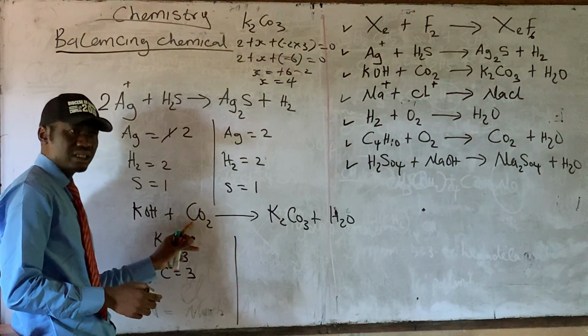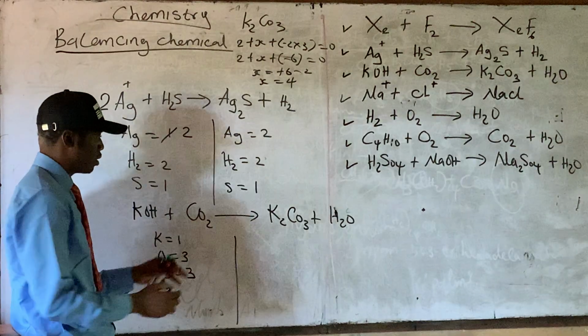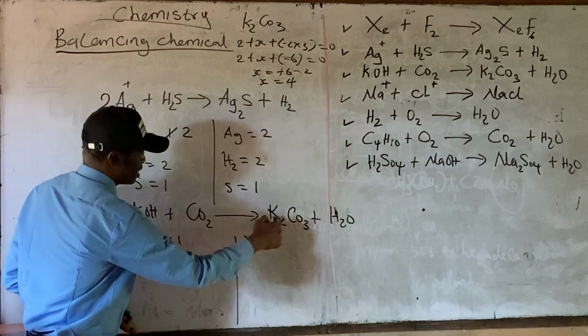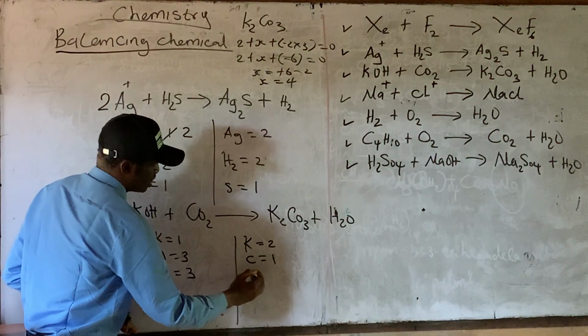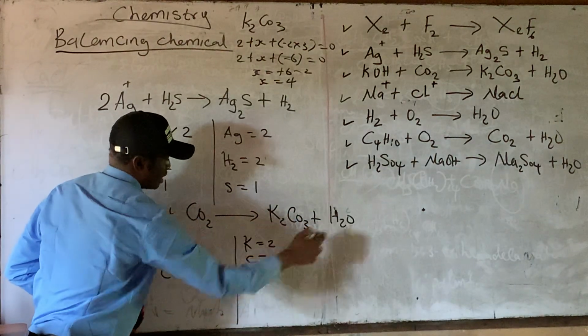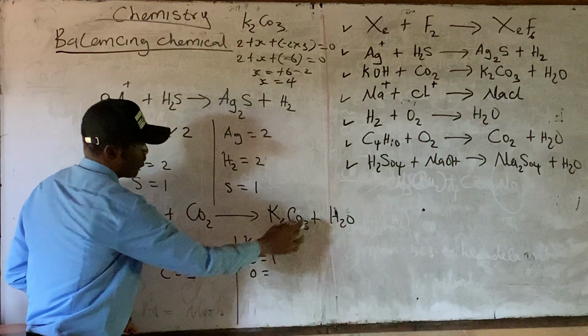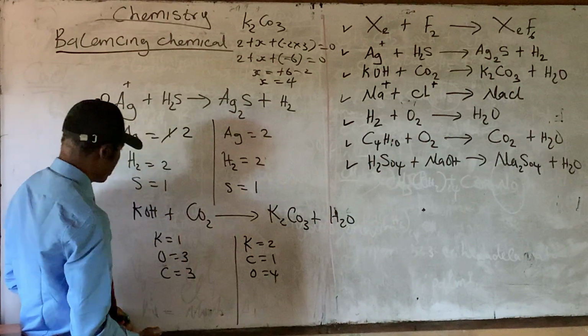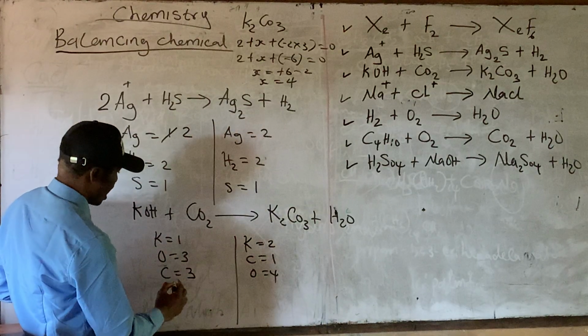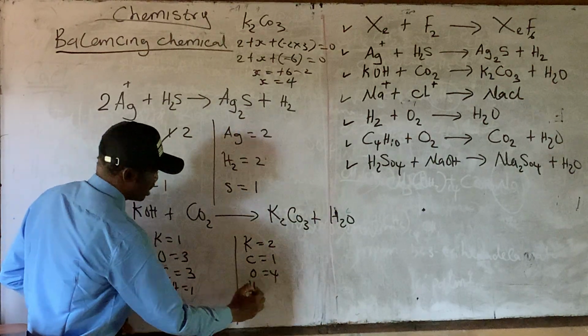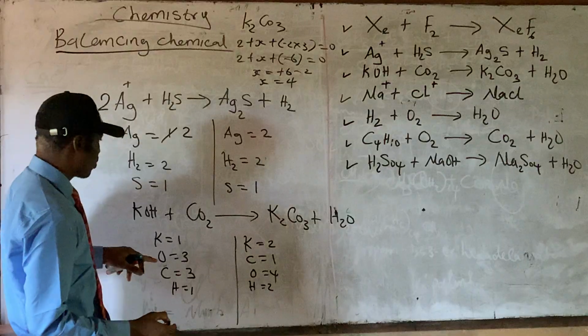It doesn't affect the carbon. Are you following now? Yes. So potassium over there is how many? 2. Carbon is 1. Oxygen is 3 plus 1, 4. So we have hydrogen. Where do I get hydrogen from? Okay, hydrogen is here. Hydrogen here is what? 1. Hydrogen here is what? 2. Now let's check which one is balanced.